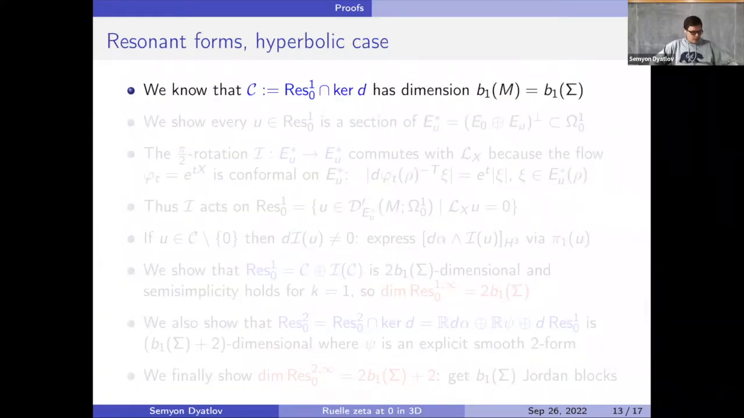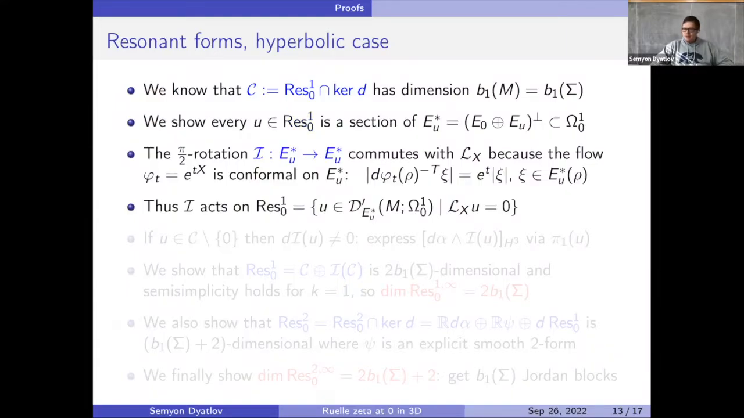Right. So now, let me tell you a bit about what happens in the hyperbolic case, and then I'll tell you a little bit about what happens for perturbations. And again, I'll focus on one-forms. So what we showed is that resonant one-forms, which are closed, correspond to de Rham cohomology classes, and the Betti number of M is the same as the Betti number of sigma. That's one. So M is the sphere bundle of sigma.